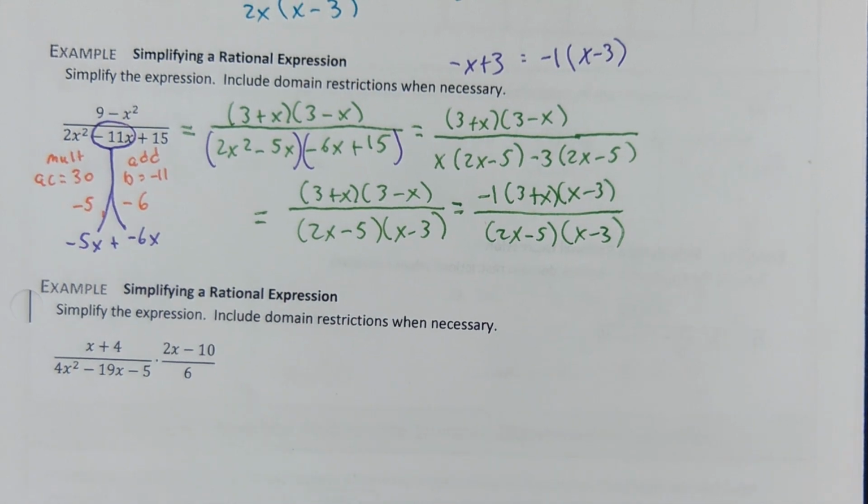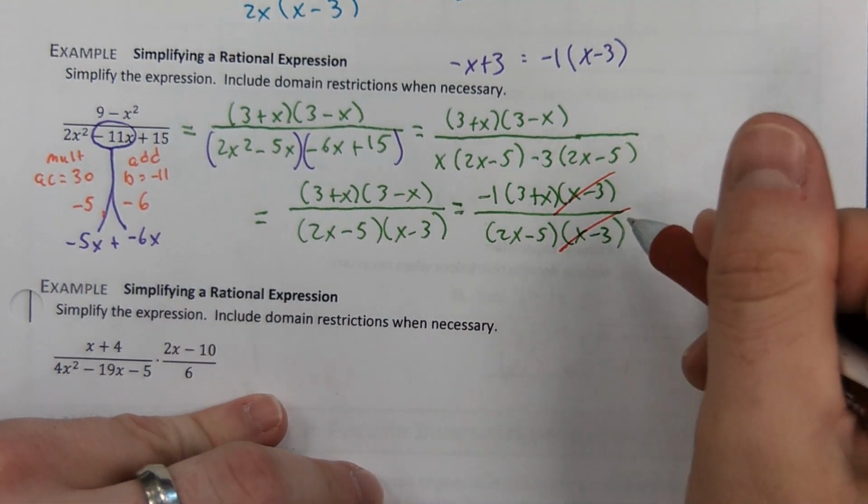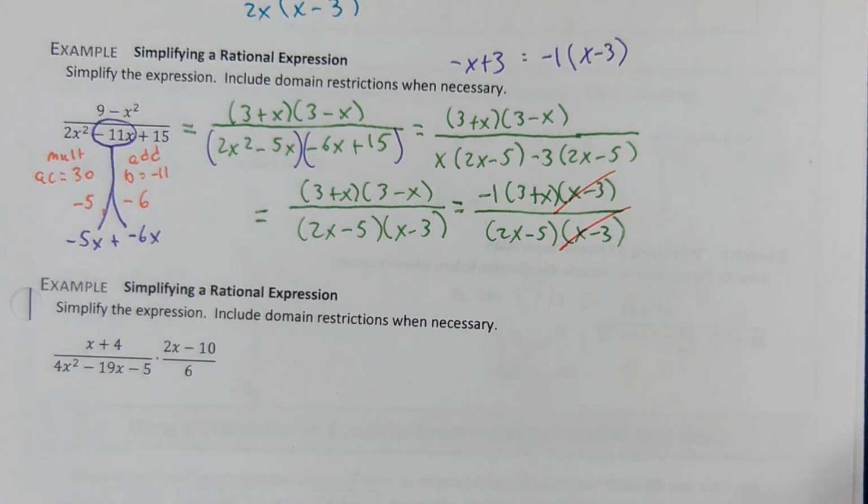And now I have a factor that matches on top and on bottom. X minus 3 divided by x minus 3 is 1. I just canceled an x off the bottom of my fraction. I eliminated a no-no. I created a hole in my graph.